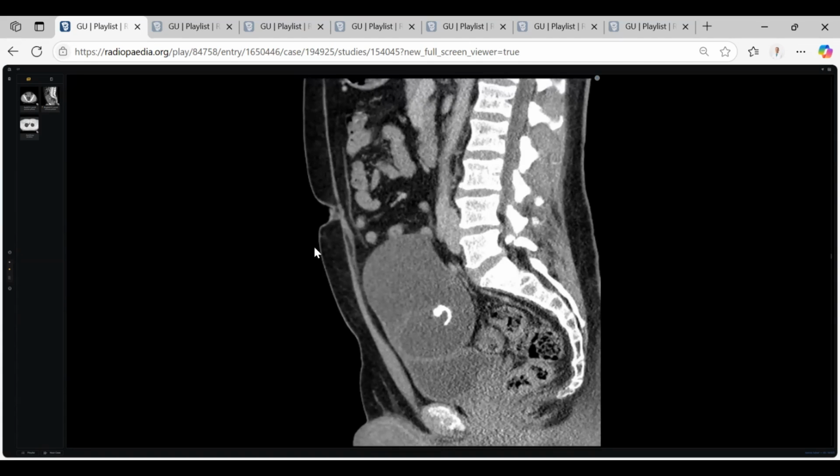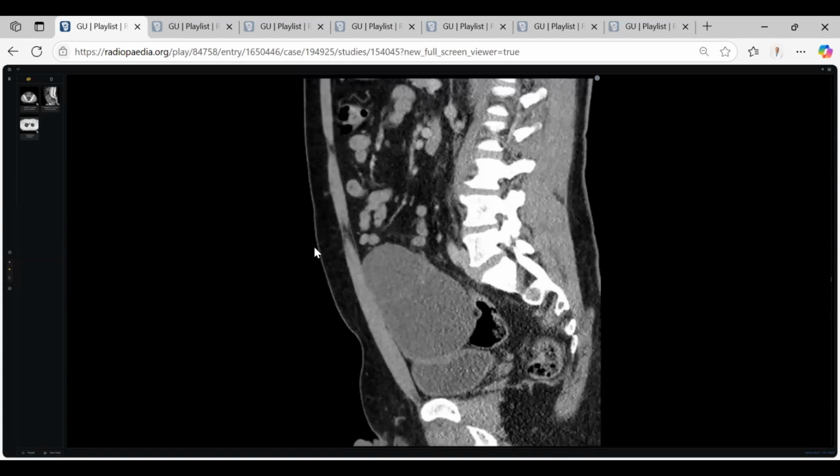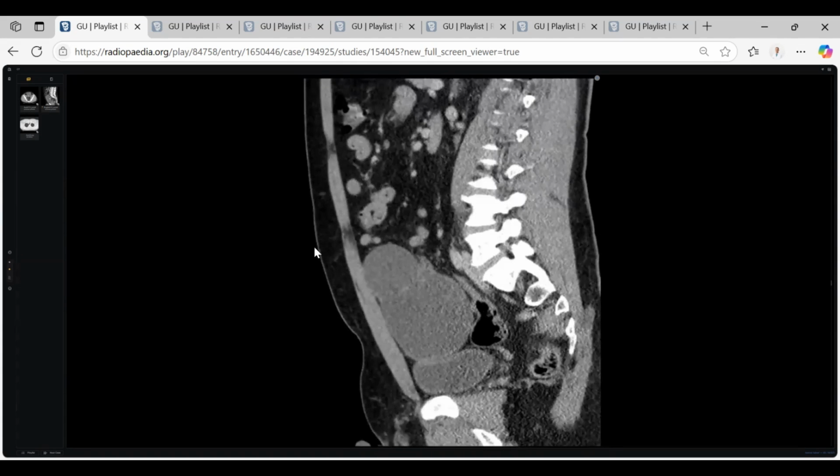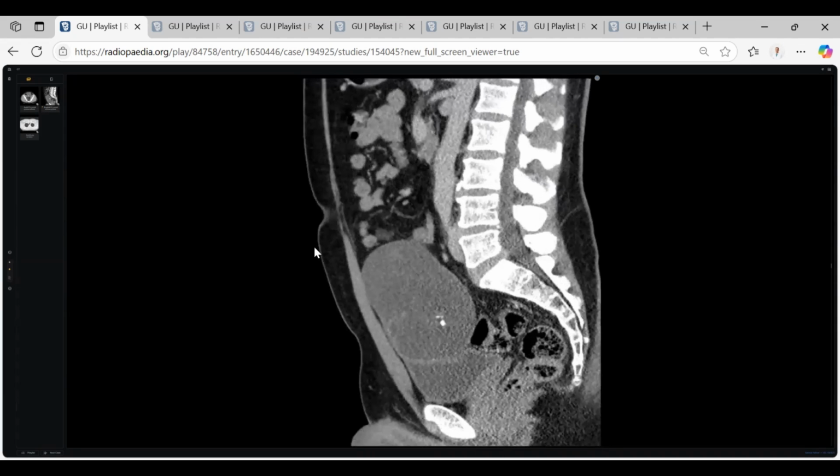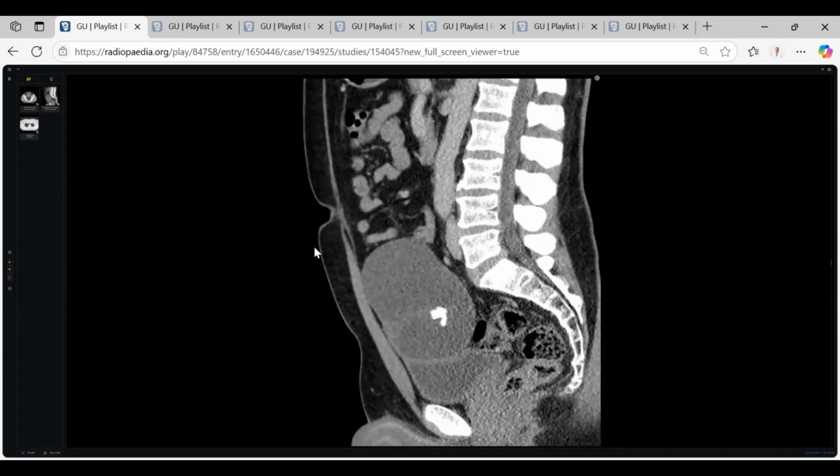Hello? So at the dome, what's your differential diagnosis? Sir, there is a large solid cystic lesion anterior to the urinary bladder. It shows calcification as well. Sir, it may represent a germ cell tumor because it shares calcification, cystic component, and debris.